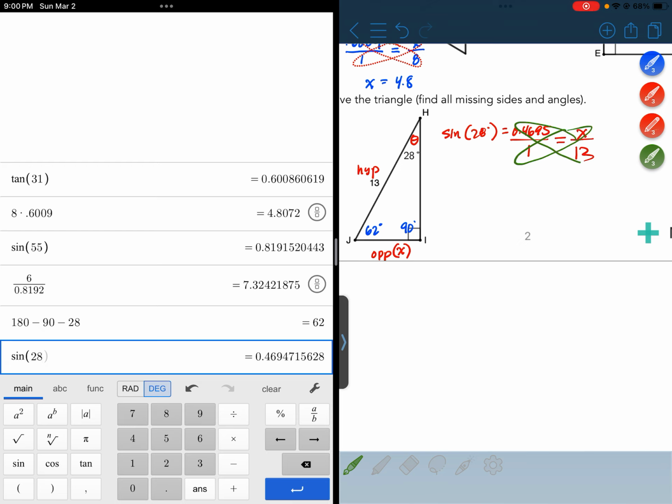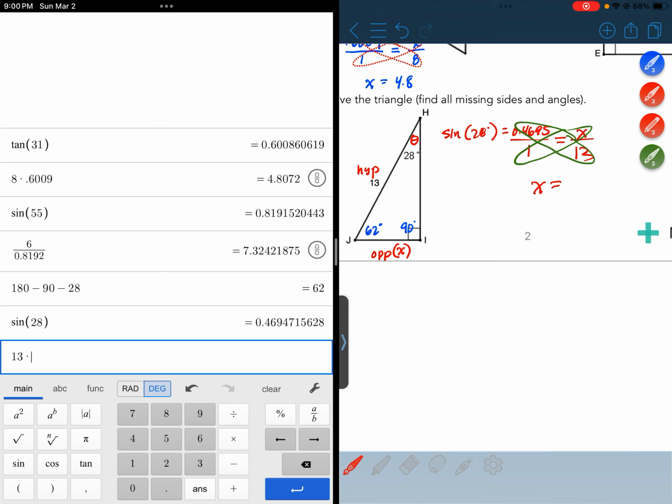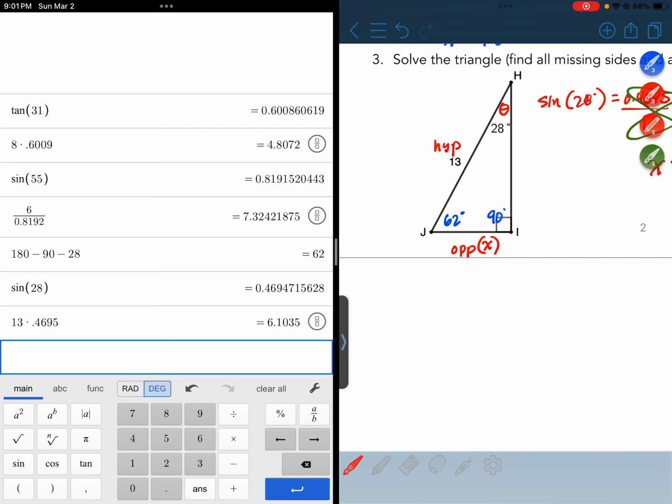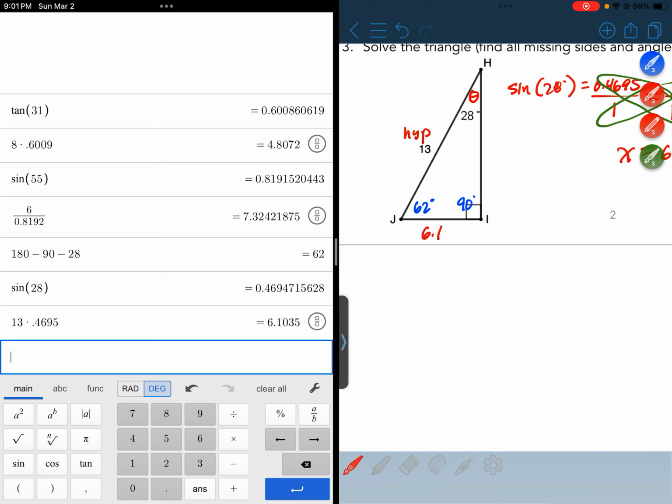Now we're going to cross multiply. So one product is x, the other product is 13 times 0.4695, or 6.1. So we can go back into our picture, and we can write in this side as 6.1. Now we still have to figure out the third side. That's the only measurement that we don't know, right? We know all three angles, and we know two of the sides, and we just have to find the third side.